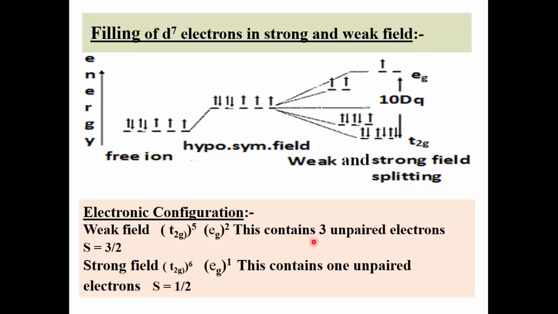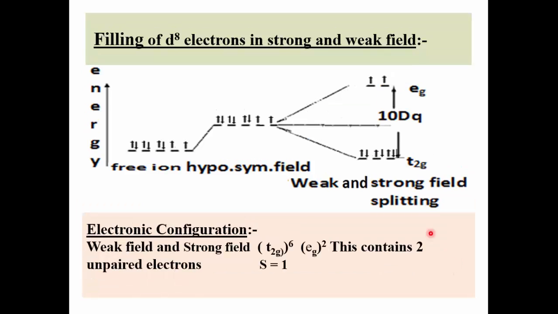In weak field there are 3 unpaired electrons. In strong field there is only 1 unpaired electron. This is about the filling of d7 electrons. Then see d8. For d8 electrons, the field splitting of weak and strong field is the same. So the filling of d8 electrons in strong and weak field is like this.